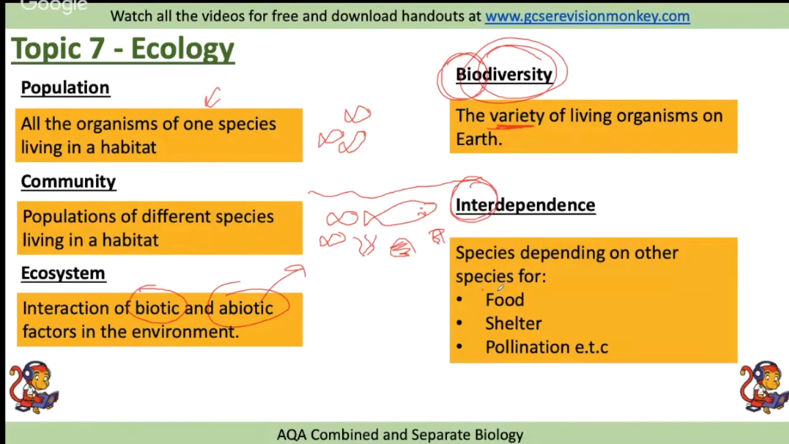So some species could be dependent on each other for food, perhaps for shelter. So birds are dependent on trees for shelter, for example. Pollination. So bees depending on particular species of flowers depending on particular species of bees for pollination, for example.